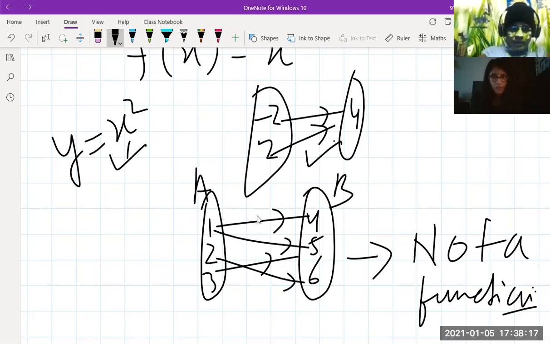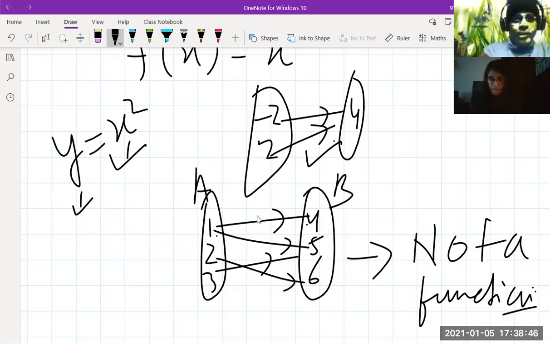That is why y is called the dependent variable and x is called the independent variable, because the value of x doesn't depend upon y, but the value of y depends upon x, right? So if any element has two images, then it cannot be a function, right?